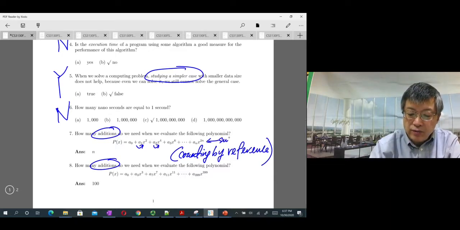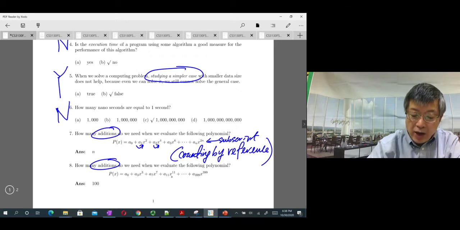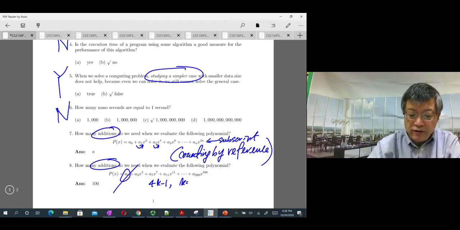Here, the subscript as reference. Because 0, 3, 7, the subscript has the format 4k minus 1, right? K corresponds to the term number. K equals 4, right? A0, except A0, okay? Other than A0. Let's forget the first one. 1, 2, 3, right?